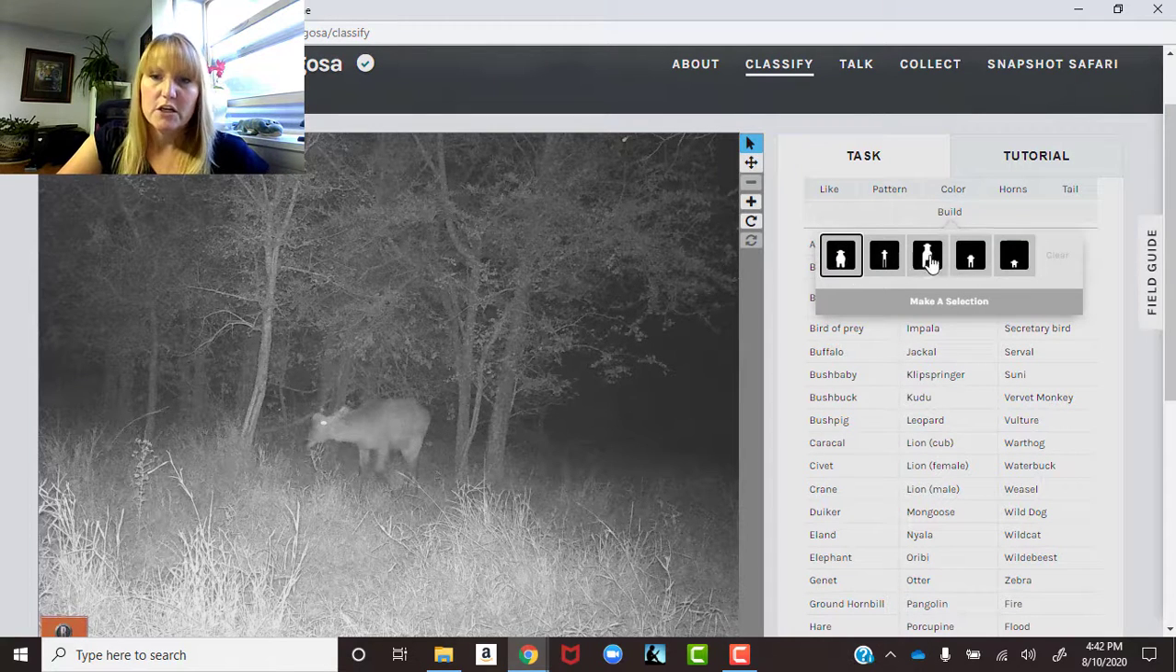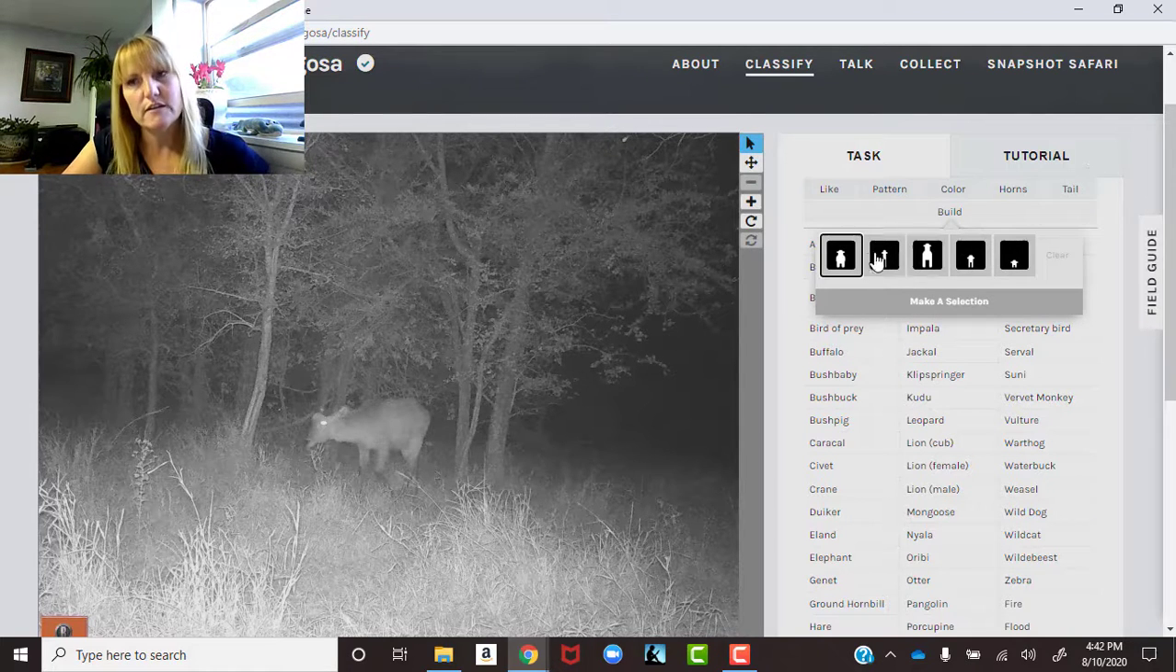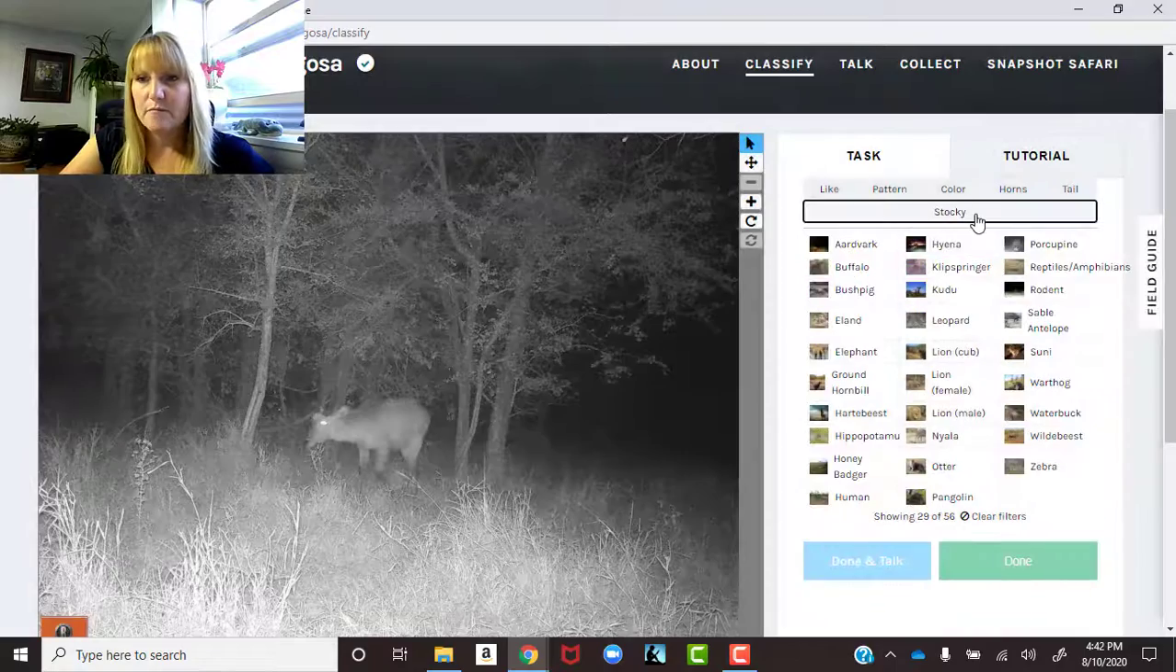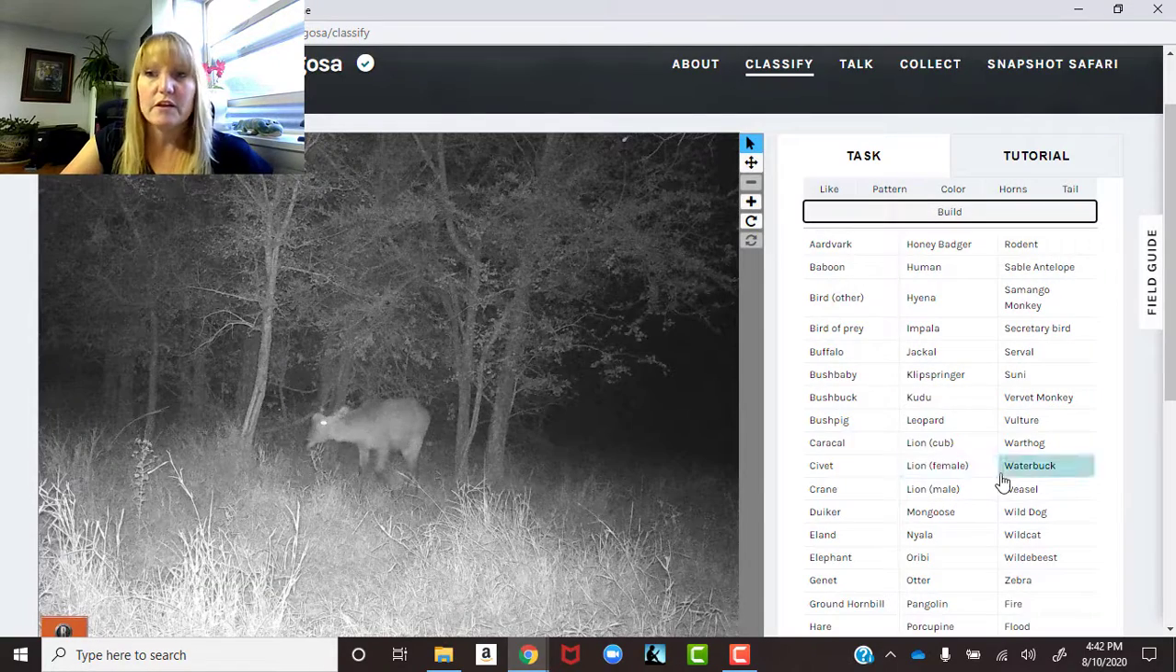So is it short and stout? Is it really just big in general? Is it a little bitty tiny thing? Is it sort of medium sized with long legs, etc.? So you can click on any one of those, for example, and it'll narrow it down. This one they call lanky. So I'm going to, now I just click stocky.